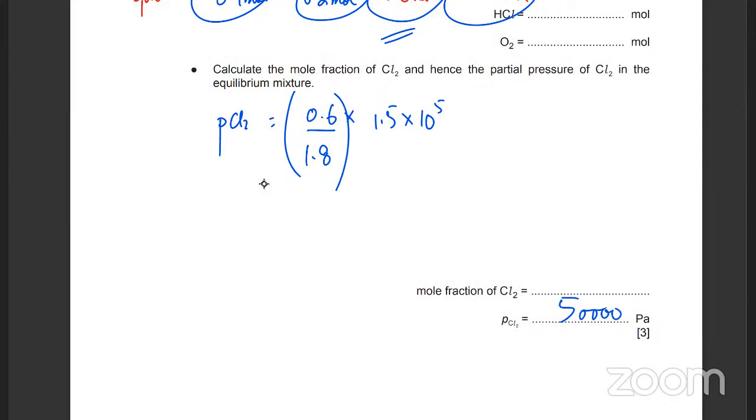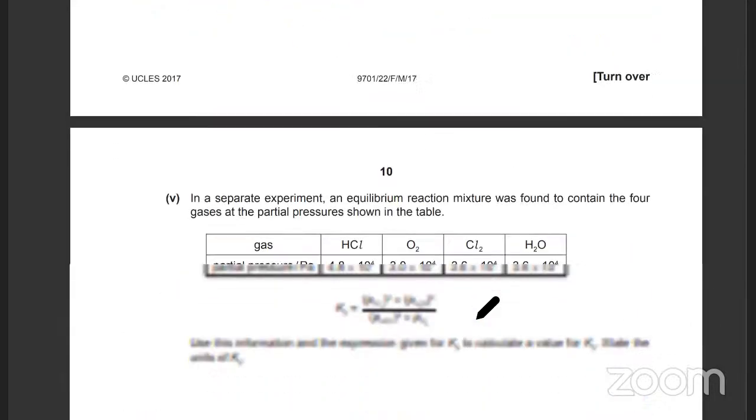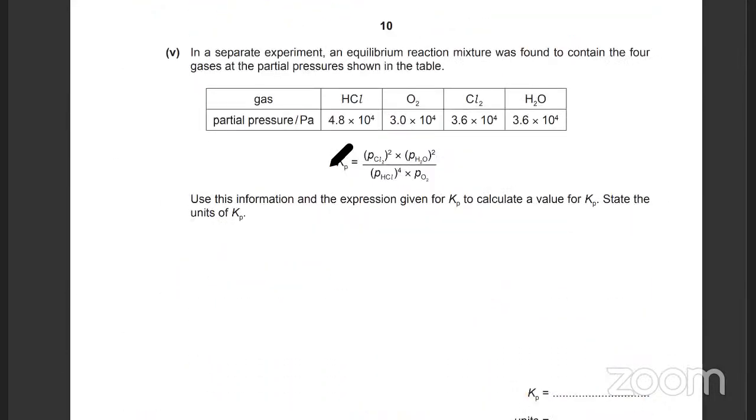Okay, 50,000, 1 by 3. I guess it's 50,000, 5 into T, it looks like 50,000. Next, the partial pressures are already calculated. So all you have to do now, in this one, is find the value of Kp. So how do you calculate the value of Kp?